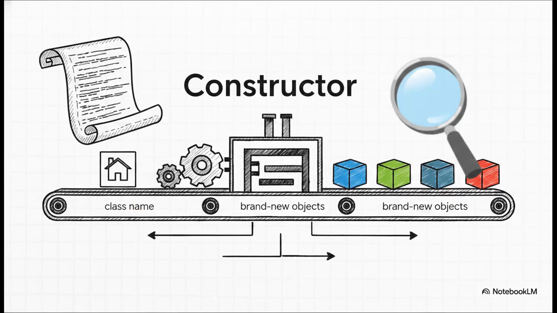So how exactly does a blueprint become a real object? Well, that happens through a special kind of method called a constructor. You can think of it like the factory that builds the object. You tell the constructor which blueprint to use, and it manufactures a brand new object for you.